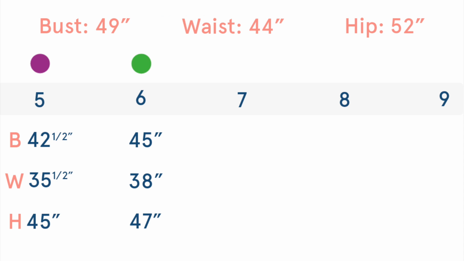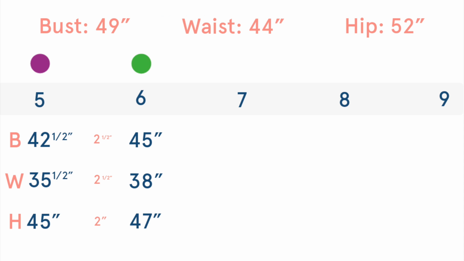So the size 5 measures 42.5 inches at the bust, the size 6 45 inches at the bust. That's 2.5 inches difference. The waist is 35.5 inches for a size 5 and 38 inches for a size 6. So again, a 2.5 inch difference. And the hip is 45 inches for a size 5 and 47 inches for a size 6. So 2 inches difference. Now we're going to continue working up following the same difference, the 2.5 inches at the bust and waist and the 2 inches at the hip until we get to the size that we need. You would do the same thing if you're decreasing the size of the pattern.